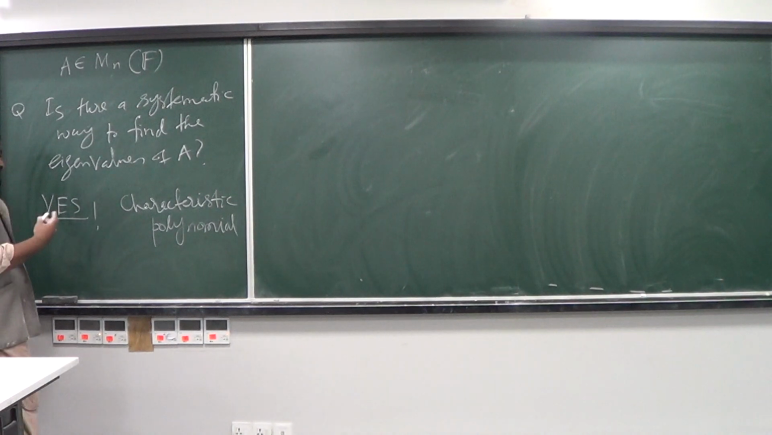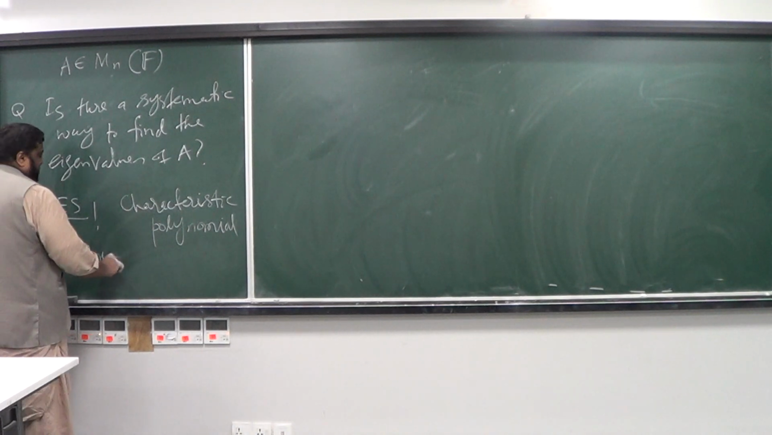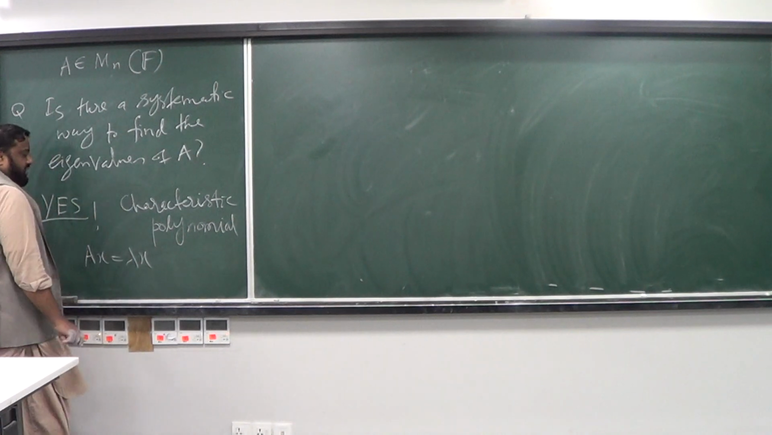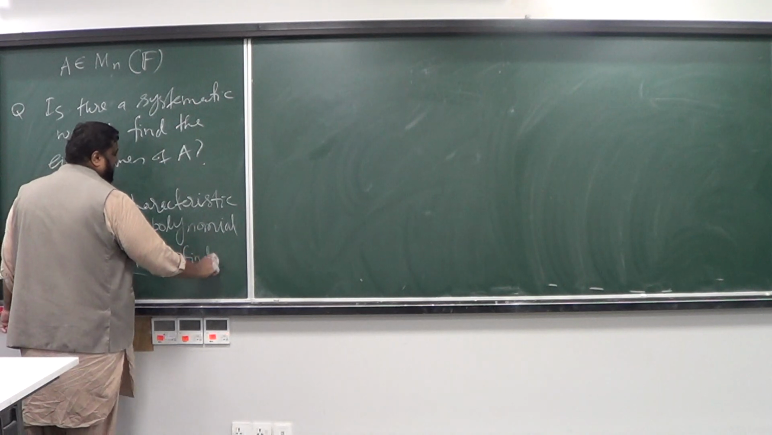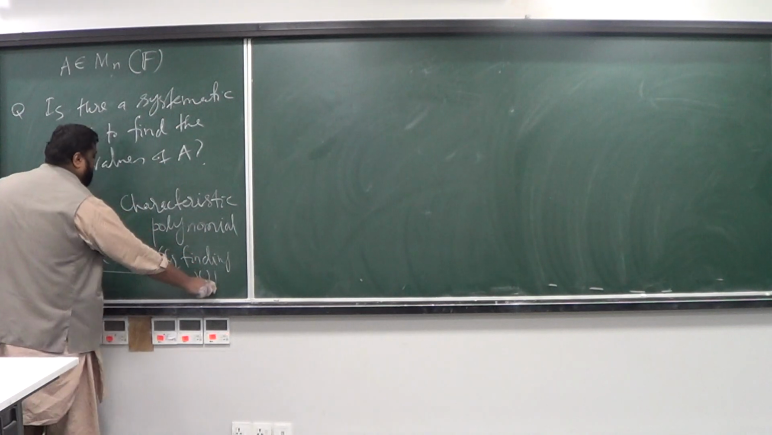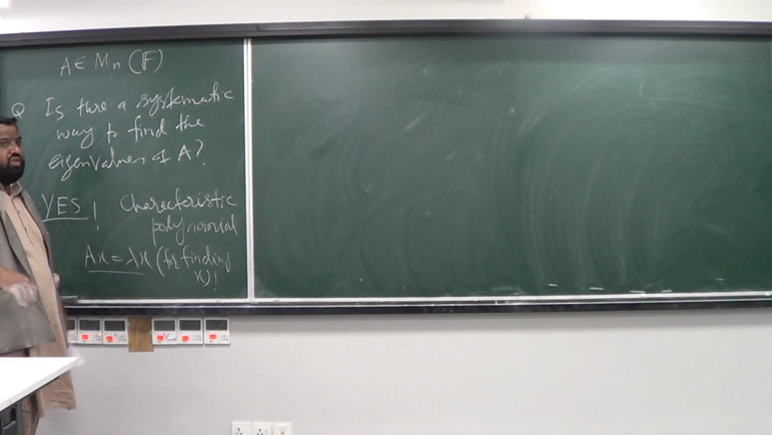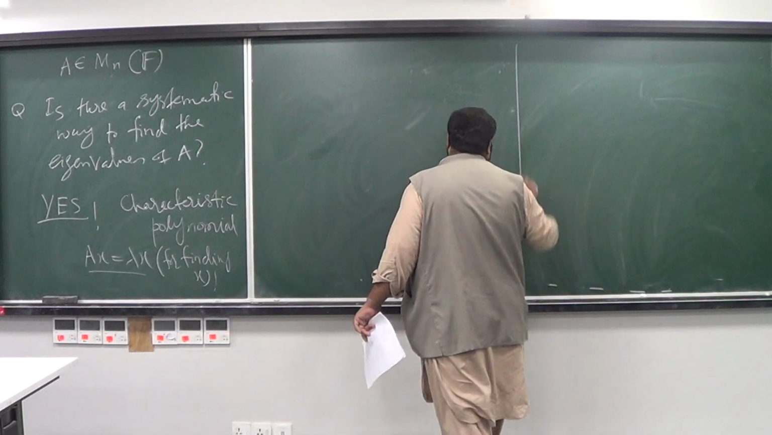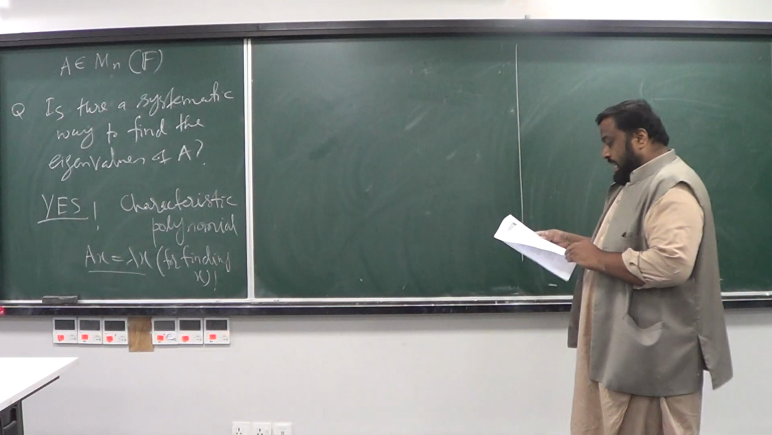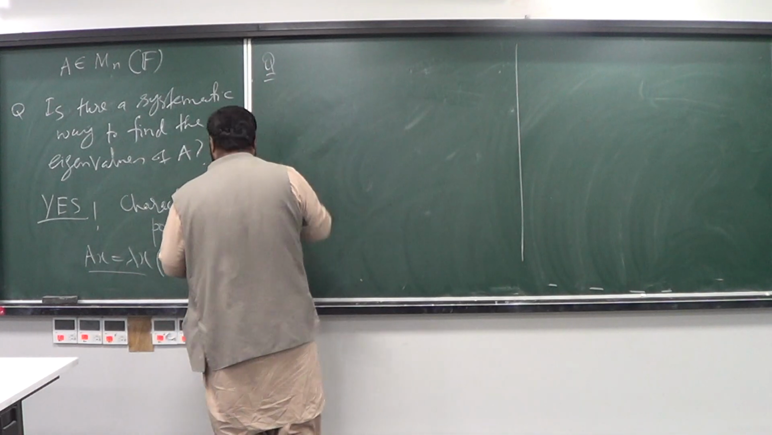But in order to find the eigenvectors corresponding to an eigenvalue, say lambda, you have to solve this system for finding the eigenvector x. So we would like to study the characteristic polynomial, its basic properties, and some examples of it. What would be the second question that I will be interested in?